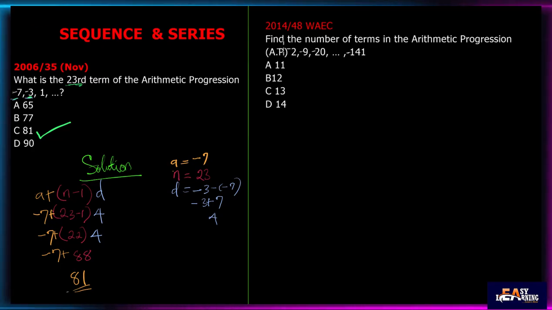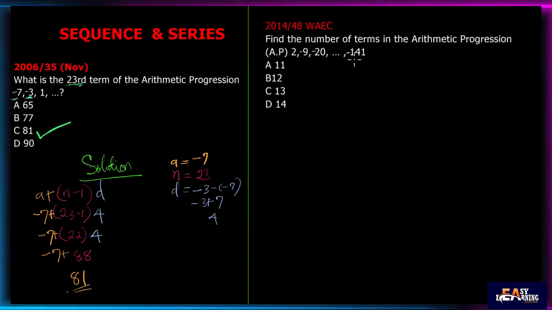Okay, so there is another question for us to try. This was WAEC 2014, question number 48, and it says: find the number of terms in the arithmetic progression 2, -9, -20, down to the last term, -141. So we have to find the number of terms that is in between this first term and this last term. Pause the video, try to solve it, and let us compare our answers together.